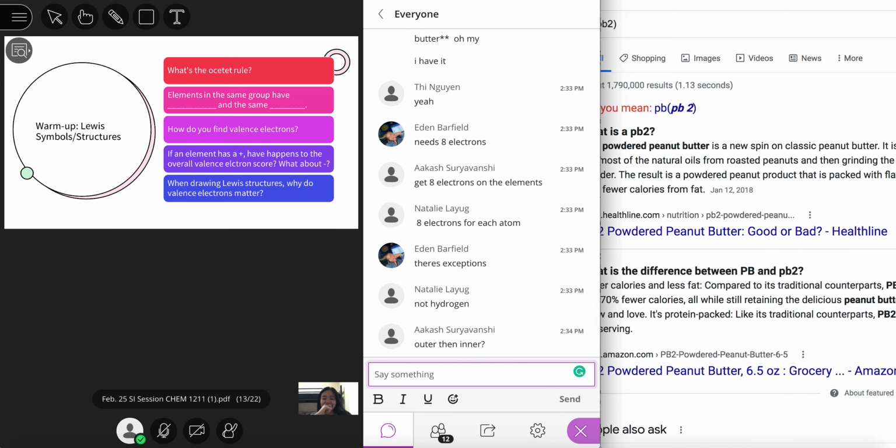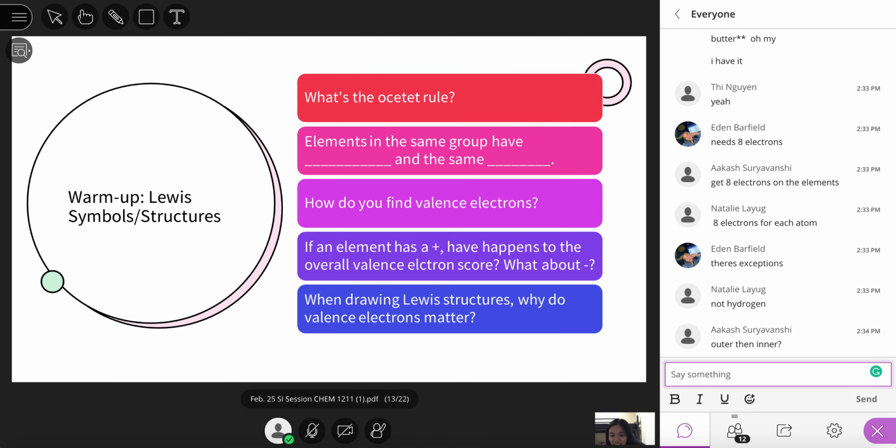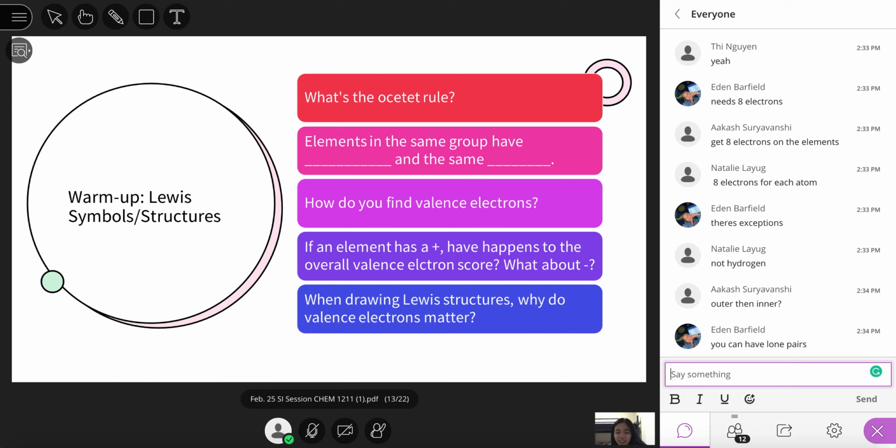There's a specific rule that says everything you guys are saying right now. Outer than inner? No, okay. I'm just gonna write it down. It's 2-8-8. The first ring has only 2, and the rest of them have 8. That's it, it's just 2-8-8. That's what I'm talking about when you guys say, oh, there's exceptions, not hydrogen. Yeah, exactly, because it only needs 2. That's the point of the 2 right here. It's 2-8-8. And then let's go to the next one.